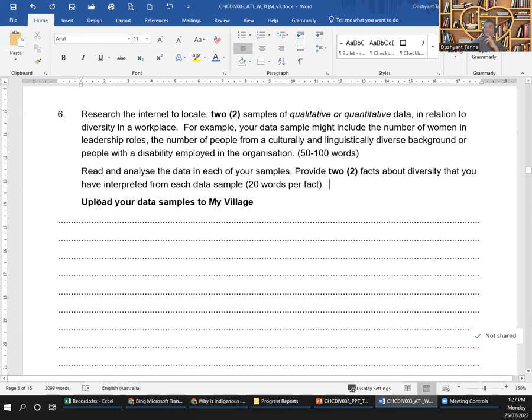When it says upload data sample to my village, that means you can also email that to me. You can by all means put it on my village once you have the access, but otherwise you can email me those.